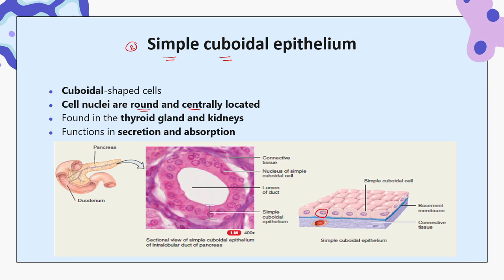Now, as it is simple epithelial tissue, the function is secretion and absorption. In case of simple squamous epithelial tissue, the function is diffusion and filtration. An example of simple cuboidal epithelial tissue is the duodenum.